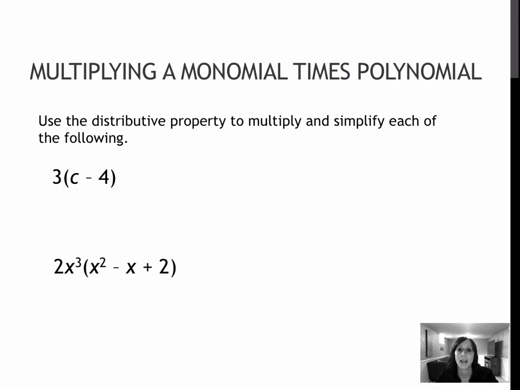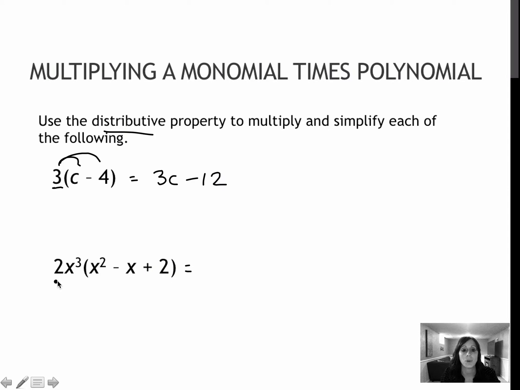So when I multiply a monomial times a polynomial, it simply means I have one term on the outside that I'm distributing to the terms on the inside. So 3 times c is 3c, and 3 times minus 4 is minus 12. Multiply numbers. I didn't have to add exponents on this one.